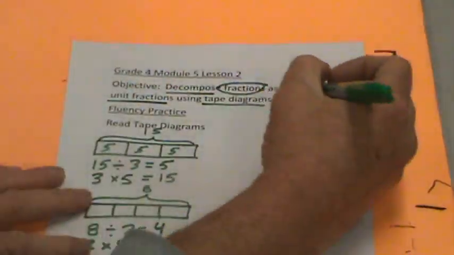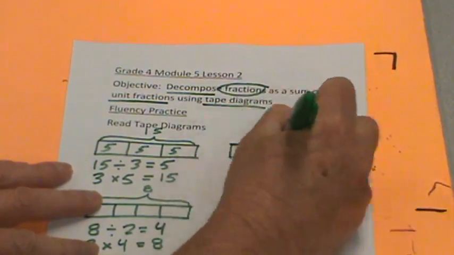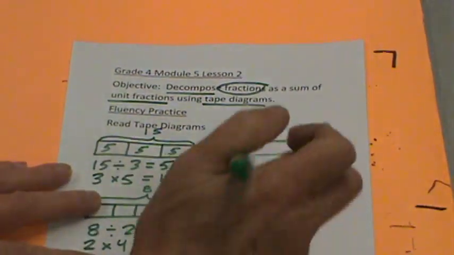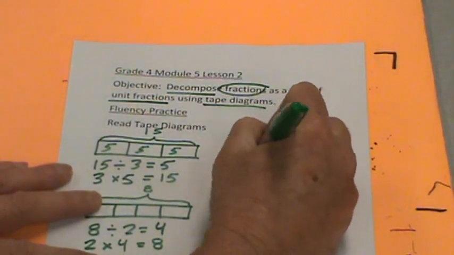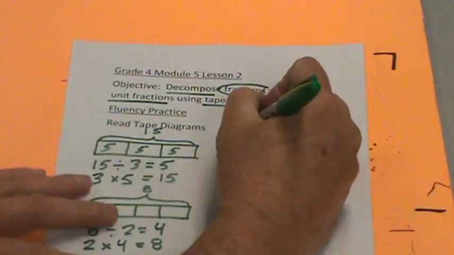Let's continue on down here. And let's do another tape diagram. This one is going to represent a problem that's 12 divided by 2. It's going to equal something. All right, so let's go over here.